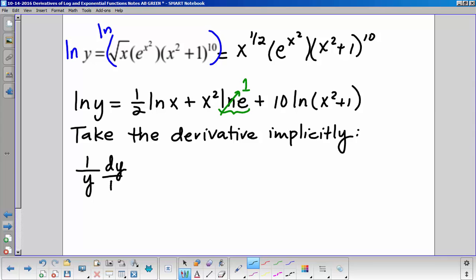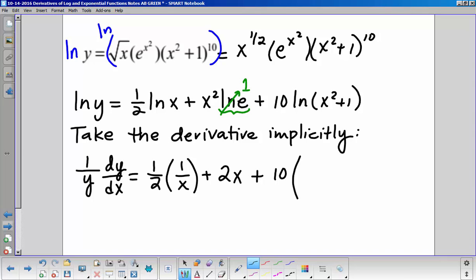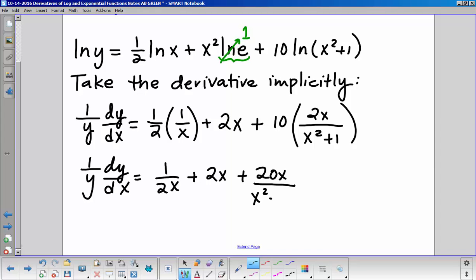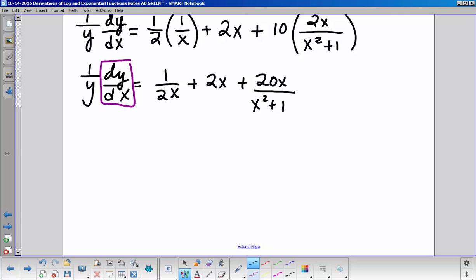So what's the derivative of the left side? 1 over y dy dx equals 1/2 times what's the derivative of ln of x? 1 over x, plus the derivative of x squared, 2x, plus 10 times, well, what's the derivative of the log of x squared plus 1? 2x over x squared plus 1. Very nice. Simplifying a bit, 1 over y dy dx is equal to 1 over 2x plus 2x plus 20x over x squared plus 1. And then I've got to get dy dx all by itself. So I multiply both sides by y. So dy dx equals y times (1 over 2x plus 2x plus 20x over x squared plus 1).